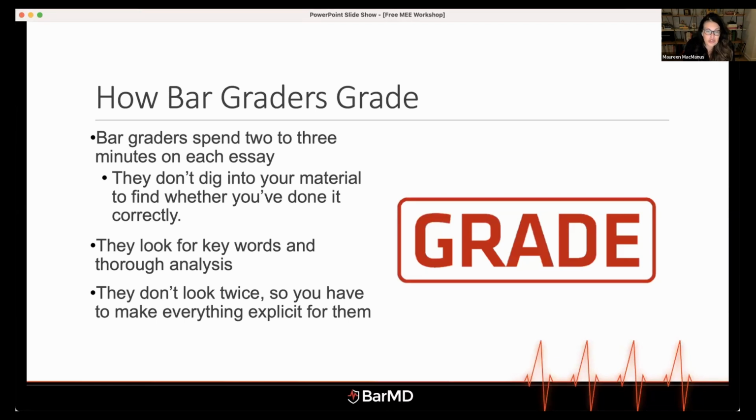They do want you to pass. They are trying to give you points, at least it seems that way, at least some of the time. But they don't spend a lot of time grading your essays. They spend 2 to 3 minutes on each essay. It's definitely closer to the 2-minute side. They know exactly what they're looking for. They know what the issues are. They know how to find them. They know where it should be. They know what facts should be used.